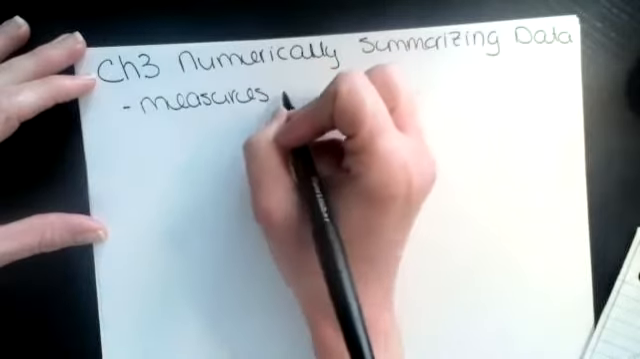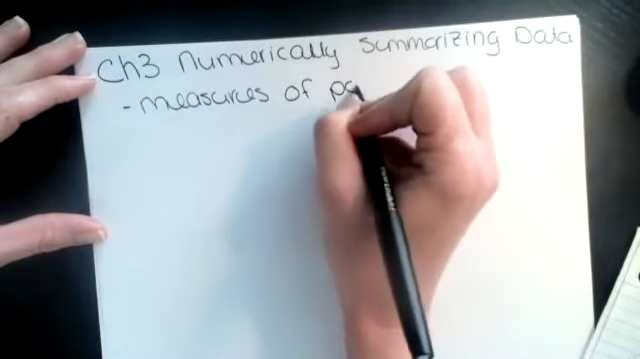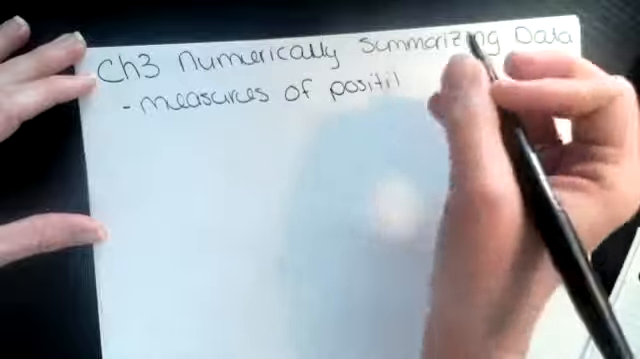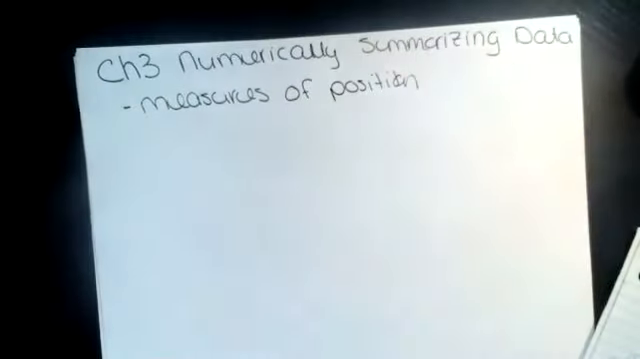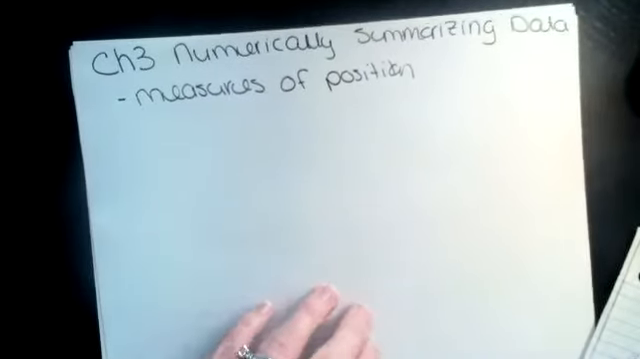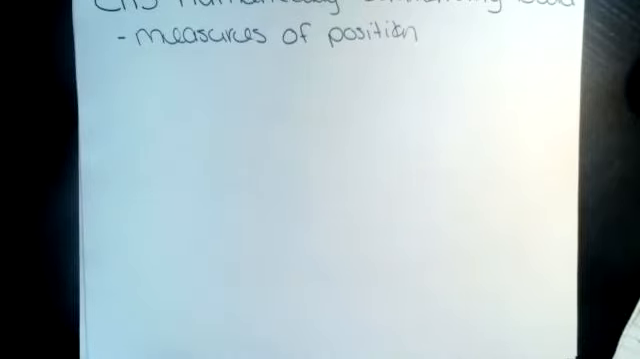Trying to write and talk at the same time doesn't always work out well. Measures of position, what we're looking at is where a data value is located compared to the other data values, right? That's what we really spent a lot of time on last class, and we're just going to keep going with that.